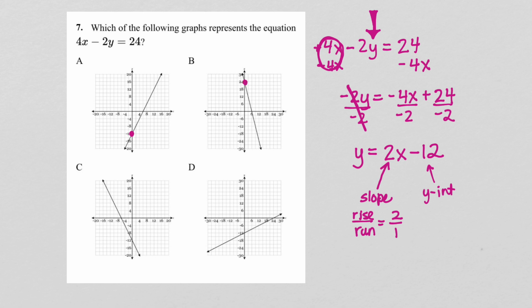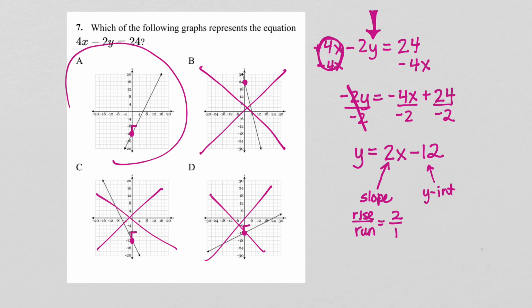But B crosses the y-axis at 24. So that could not be the answer. C crosses the y-axis at negative 12, so that's possible. And D also crosses the y-axis at negative 12. So all three of those are possible to be the answer. So now I need to look at which one has a slope of 2 over 1. So if I imagine starting at that y-intercept, I need to go up 2 spaces and right 1 space. A does that. C does not. D does not. So the answer is going to be A.